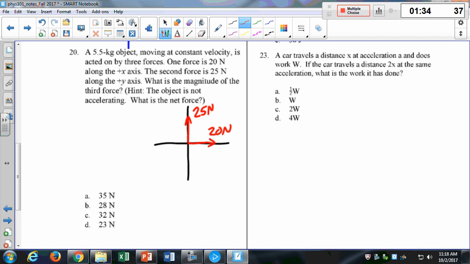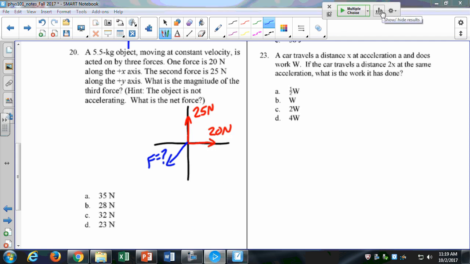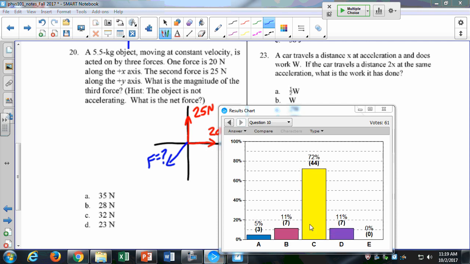This one's actually quite a bit simpler than the one we worked in class. Let's stop here and, how about at 150? This is my force. I want to know its magnitude. Stop at 150. Okay, good. C is right.